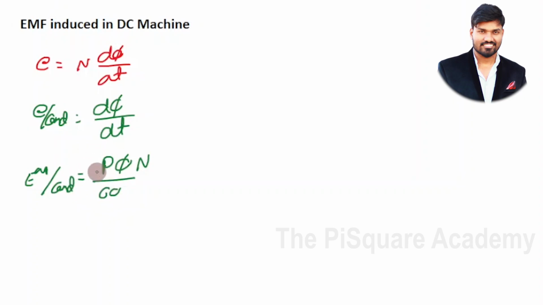Now comes the key part. For DC, we have parallel paths. I now know what the EMF induced per conductor is. Now I want the total induced EMF. For that you need to understand the parallel path concept. So here I have one conductor. Suppose each conductor has 10 volts per conductor, 10 volts induced EMF, 5 ampere capacity.